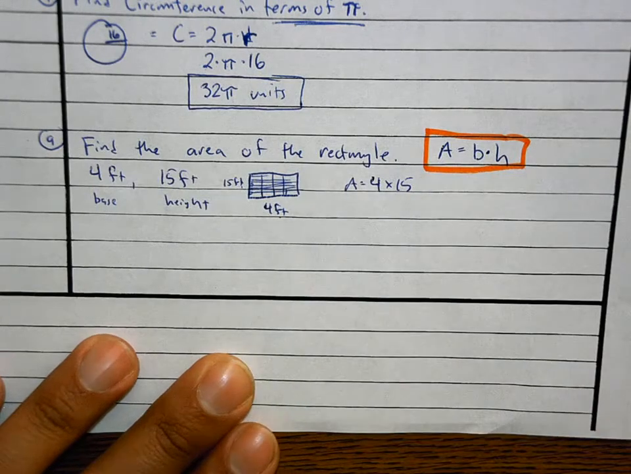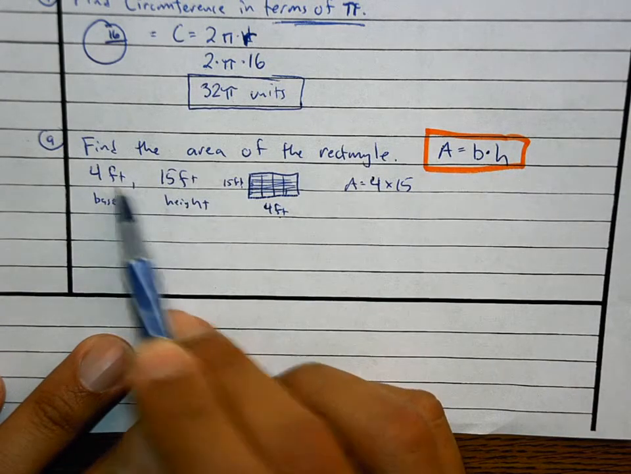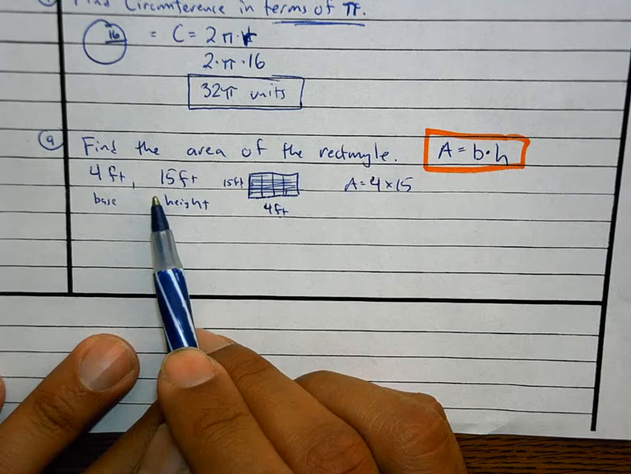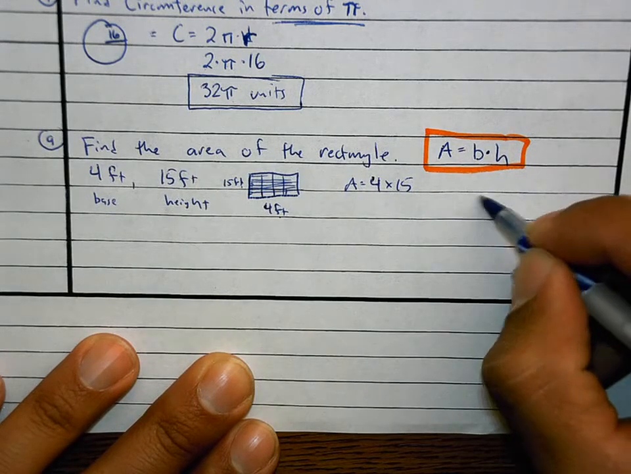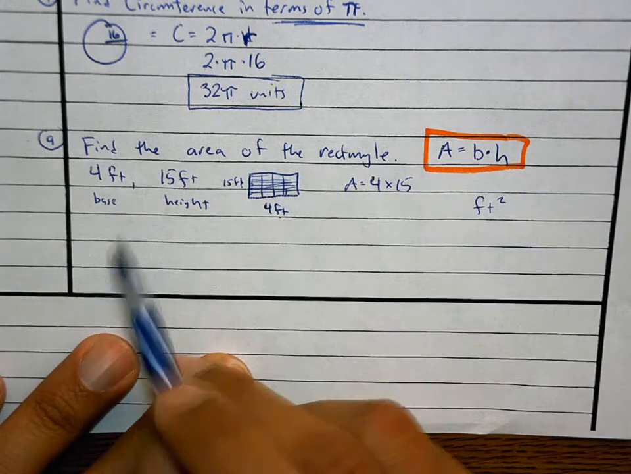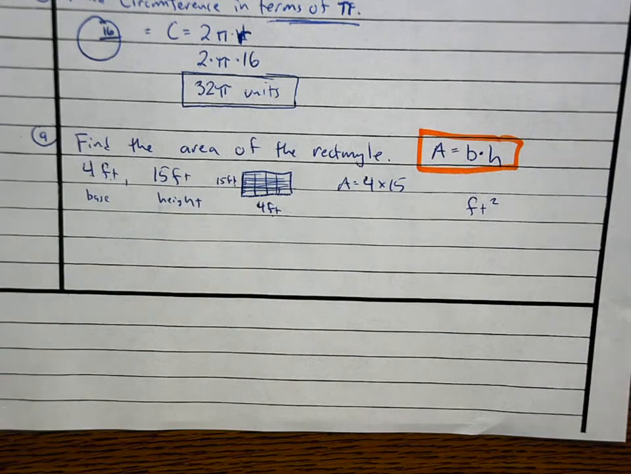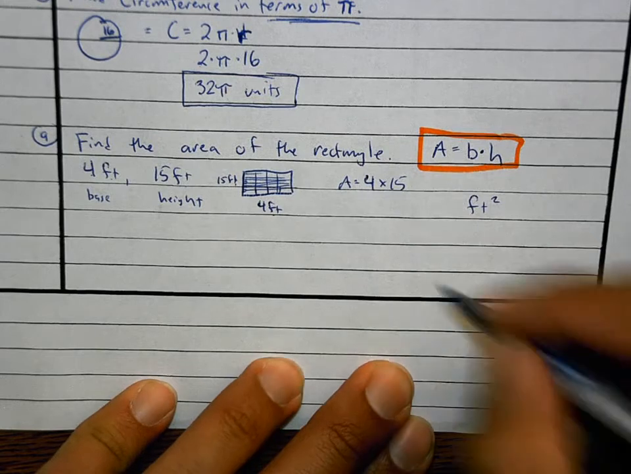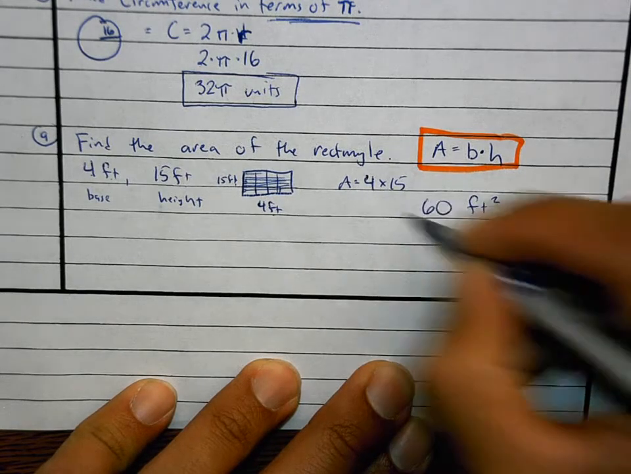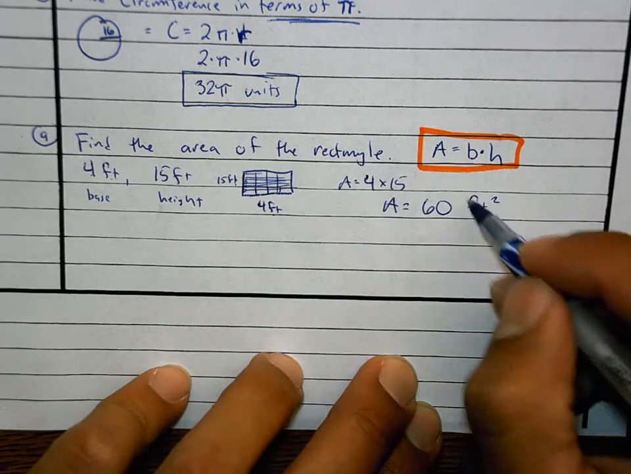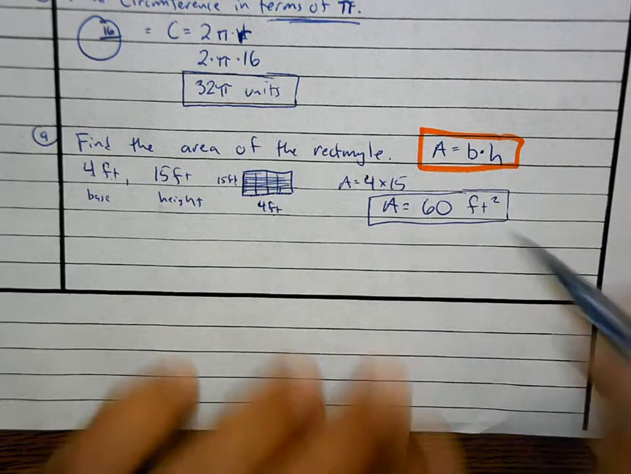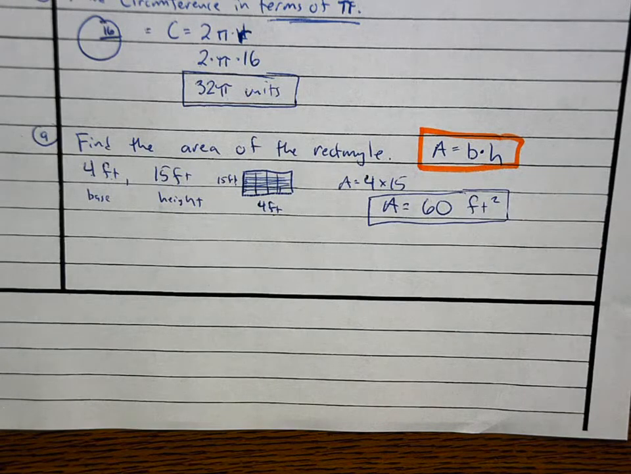And it's feet times feet. I hope you see that. That's one of the reasons why our answer should be feet squared, because we have 4 feet times 15 feet. Feet times feet is feet squared. 4 times 15, I believe, is 60. Does that sound right? And so the answer to number 9 is 60 feet squared.